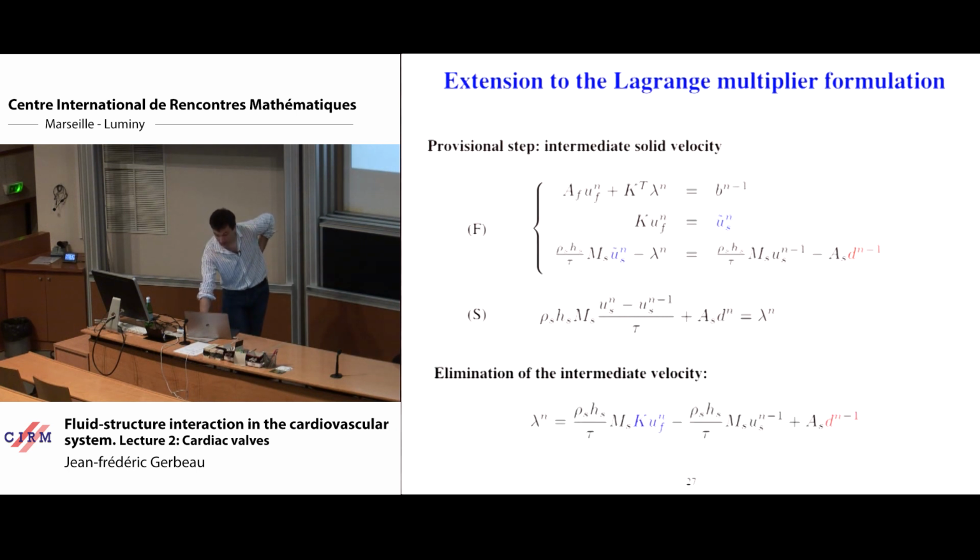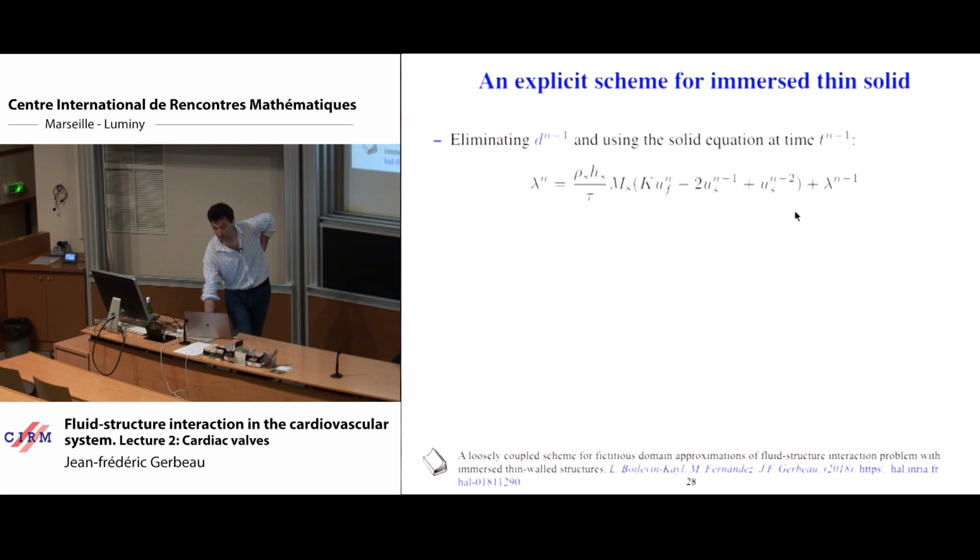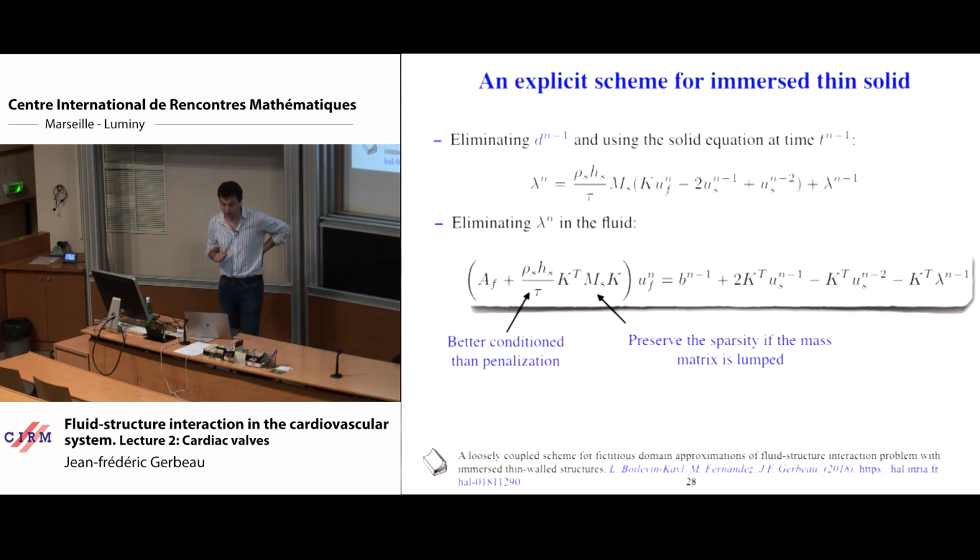But then we can do some sort of manipulation of the equation. First, we can eliminate this provisional step velocity here. So you just plug this term here, and this will allow you to eliminate the Lagrange multiplier. Like yesterday, you remember I told you that it is not very convenient in the fluid to have the structure operator, but the structure operator can be eliminated with the structure equation. This is what we do, and at the end of the computation, what you get is an expression of the Lagrange multiplier as a function of the fluid velocity at the current time step and of previous solid velocity at the previous time steps. You re-inject this in the equation, and you get this scheme, which has very nice properties.